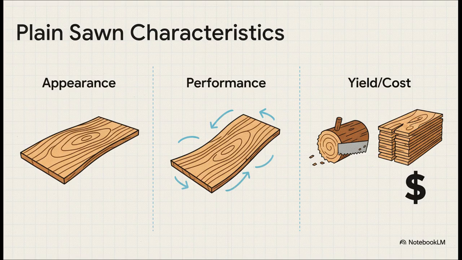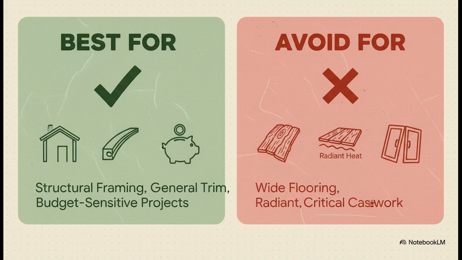And this is where it gets really interesting. That shallow cutting angle, that's exactly why you get that famous cathedral grain. But here's the catch. That same cut, running almost parallel to the growth rings, means the board is going to expand and contract pretty unevenly when the humidity changes. And that's what causes it to cup and twist. So what's the big upside? Well, this method gives you the most usable lumber from a single log, which makes it the most affordable option out there, hands down.